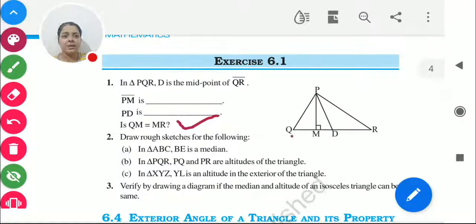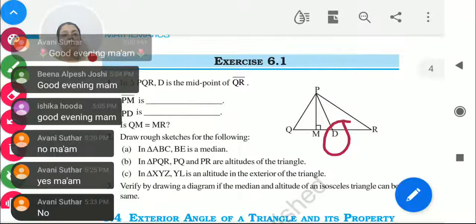Now here you just see, is QM equal to MR possible? Undoubtedly no. Why? Because M is not the point which is dividing QR into 2 equal parts. It is actually D. M is just the altitude for it, but D is the point which is dividing this side into 2 equal parts. So M cannot be the midpoint.